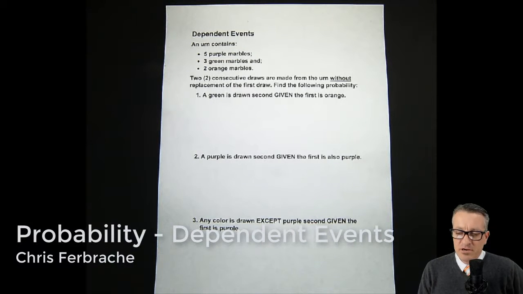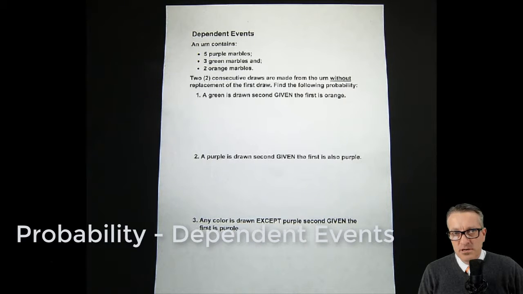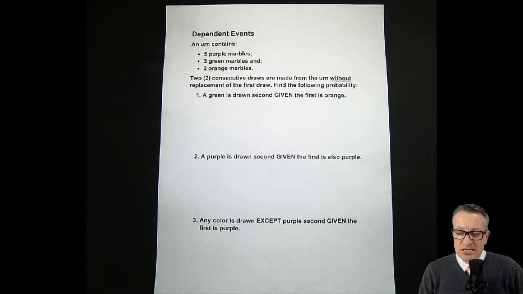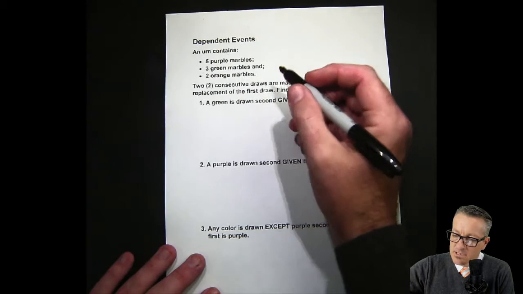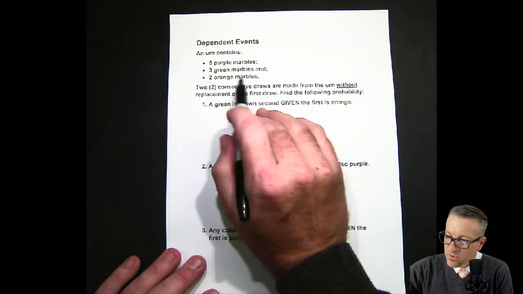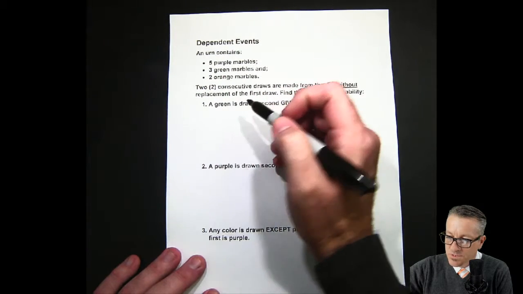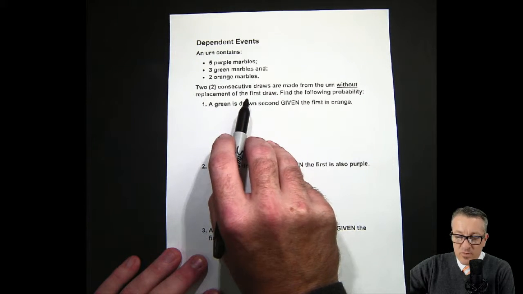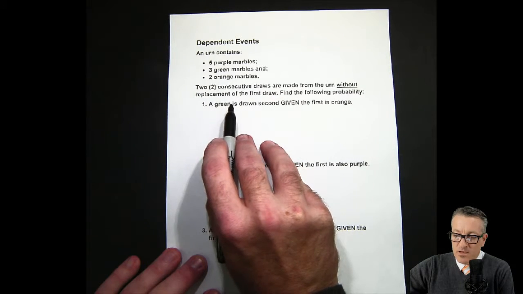This is Chrisferb, and I'm going to review a dependent probability question that's 3 parts, also known as conditional probability. Okay, we'll get started. An urn contains 5 purple marbles, 3 green marbles, and 2 orange marbles. So 2 consecutive draws are made from the urn without replacement of the first draw.